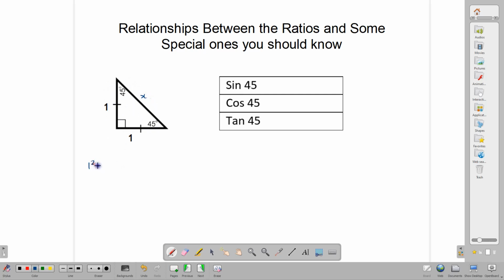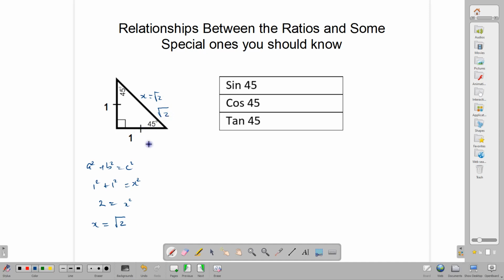So let's write down Pythagoras' theorem first. It would say something like a square plus b square is equal to c square. So in this scenario, 1 square plus 1 square gives you x square, where x is our hypotenuse. 1 square is 1, and 1 square is 1, so 1 plus 1 is 2, is equal to x square. And finding the square root, x is therefore equal to the square root of 2. So this side has a length of square root 2.